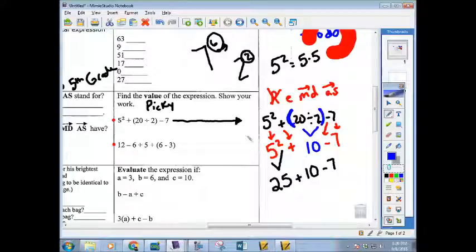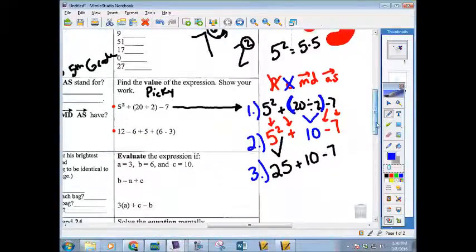So the first step, all we did was we pretty much rewrote the problem since there wasn't enough room to do it down here. The second step, we did what was in parentheses. The third step, we did the exponent. There is no skipping steps, so we're done with exponents. Now we're ready to check for multiplication or division.